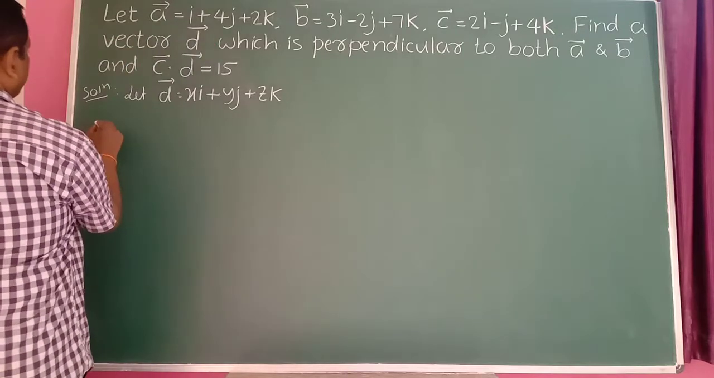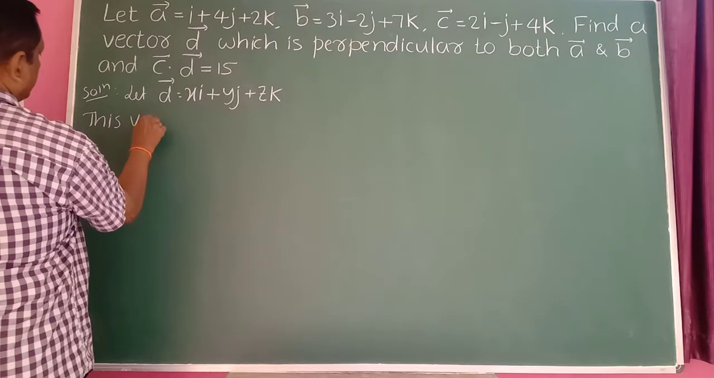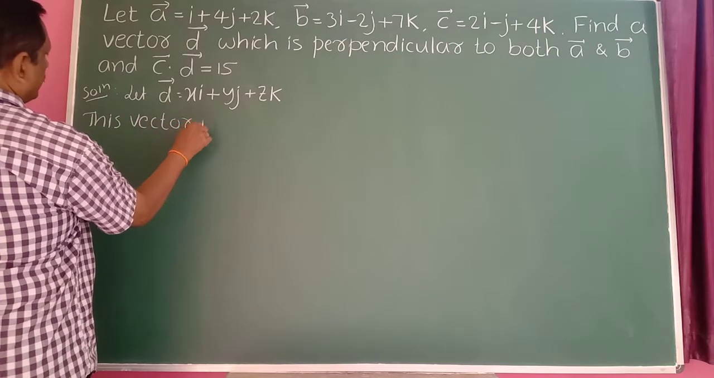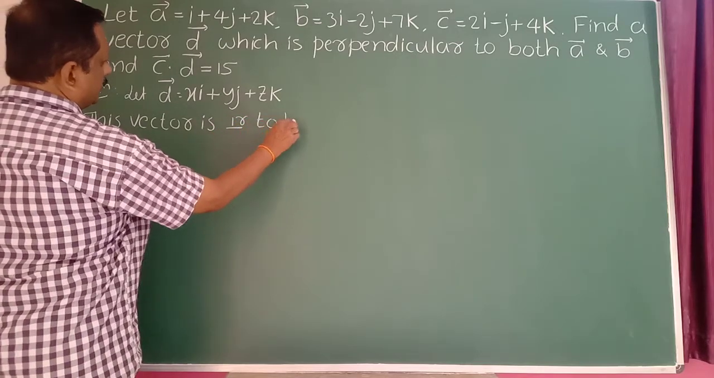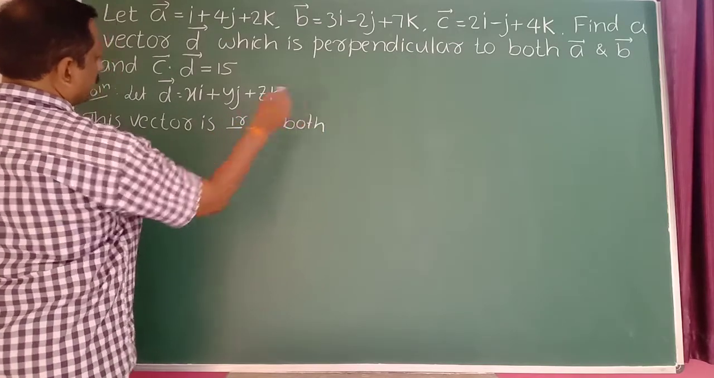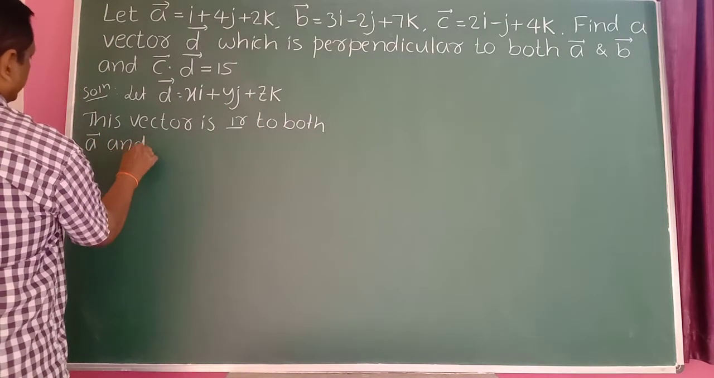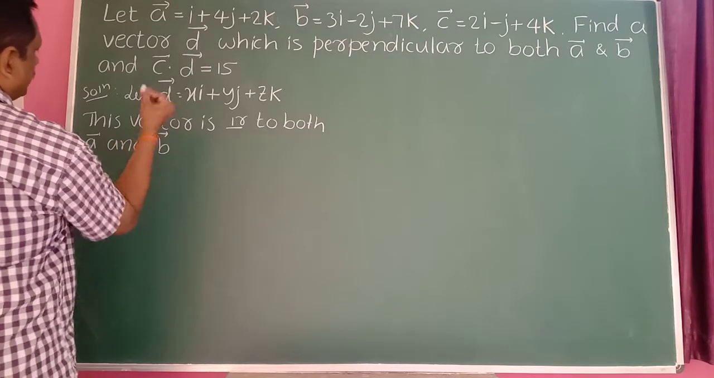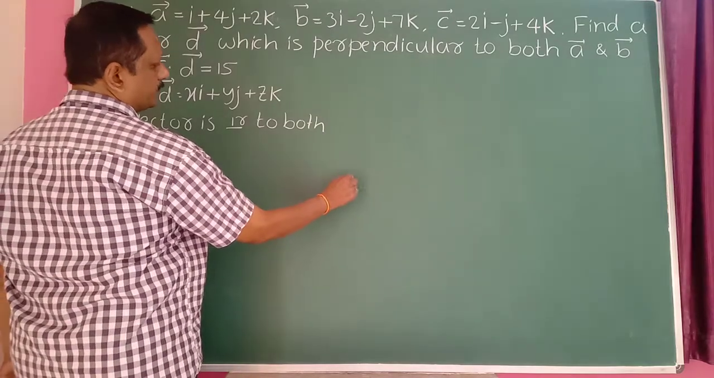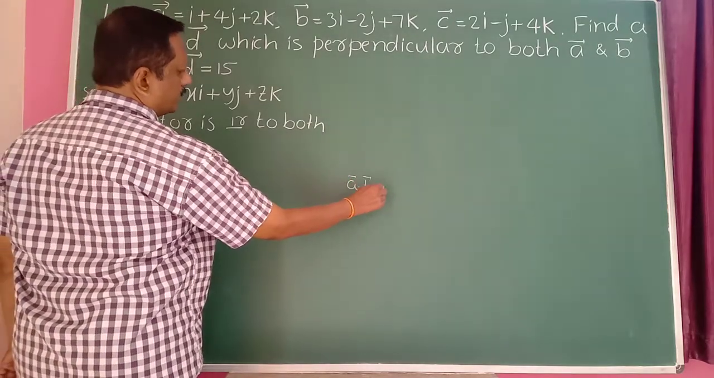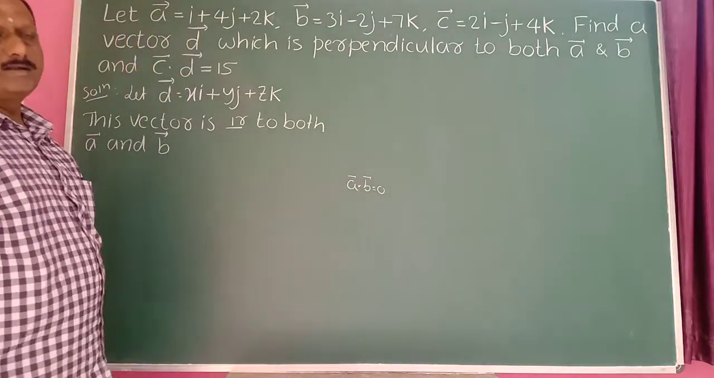Okay. So this vector is perpendicular to both the vectors A bar and the vector B bar here. You know, two vectors are perpendicular if the dot product is 0. If two vectors A bar and B bar are perpendicular, then the dot product A bar dot B bar is 0.